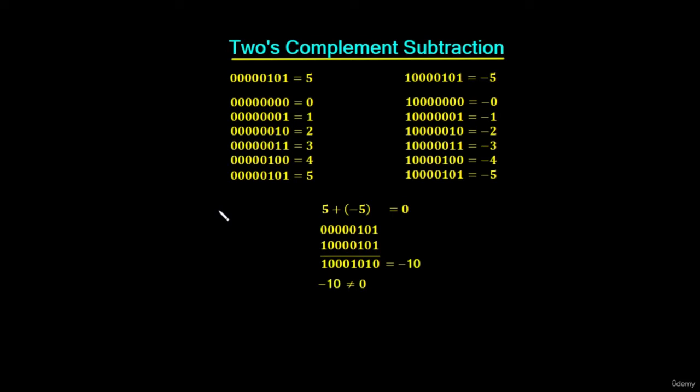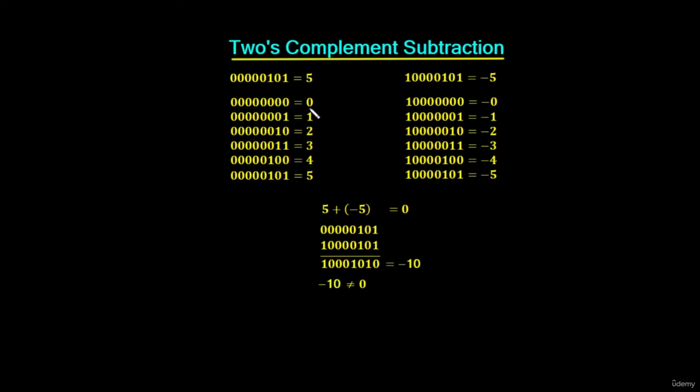Now let's look and see how we're going to do subtraction. We noted that in our 32-bit floating point binary representation, the very first bit represented the sign. So if the first bit was a 0, then we had a positive number. If the first bit was a 1, we had a negative number.